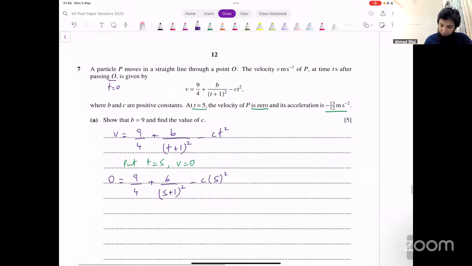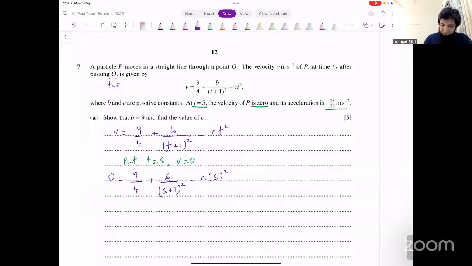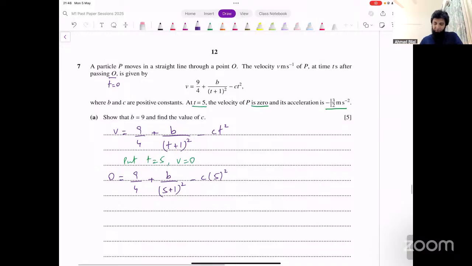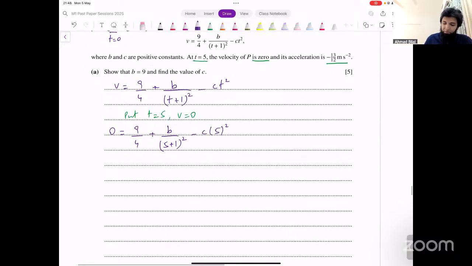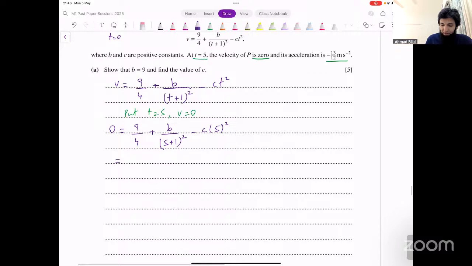Okay, sorry, this was B. So that's a major blunder that I've done here. I wrote B here, and then I wrote that as 6. So you have to be careful about such mistakes. This is B. 0 equals 9 over 4 plus B over (5 plus 1) whole squared minus C into 5 squared. Okay, let's simplify this. This is one equation that we're getting. 9 over 4 plus B over 36 minus 25c equals 0.